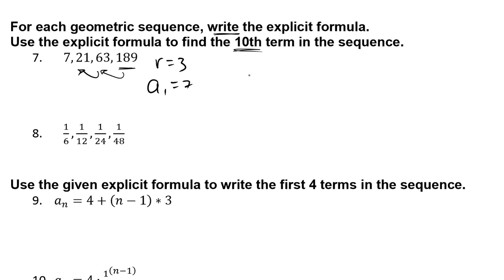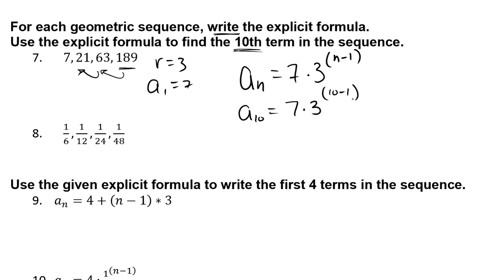I'm going to go write down the rule, right? It's a sub n, the nth term. Any nth term will be the first one, 7 times 3 raised to the power of n minus 1. So that's my explicit formula, and I'm going to plug in to find what the 10th term would be. So I have a sub 10. The 10th term will be 7 times 3 raised to the 10 minus 1 power. 10 minus 1 is 9.